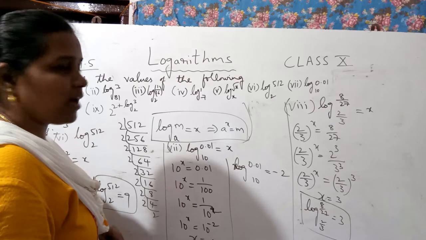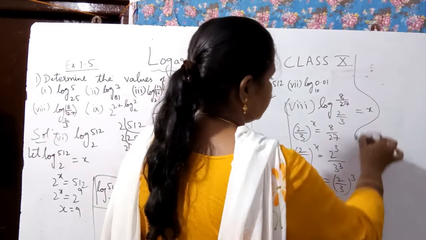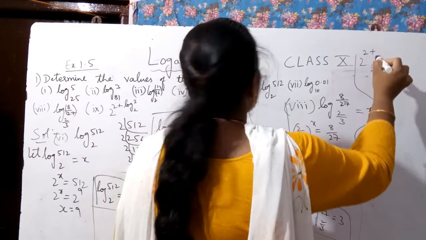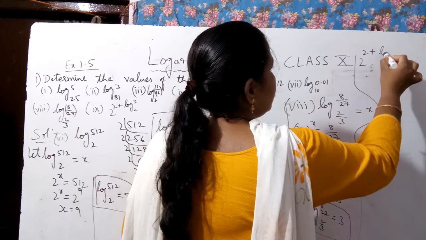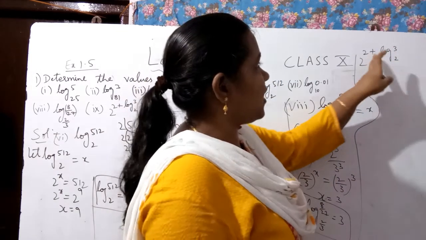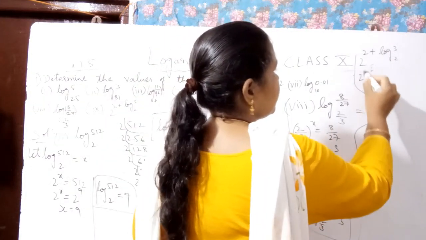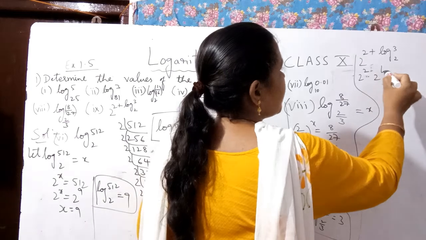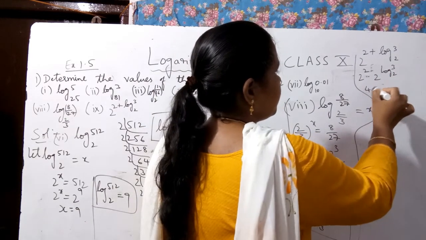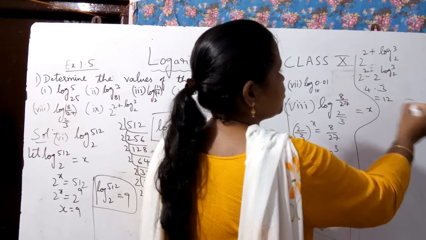Now you have the last one. You have to find the value of 2 power 2 plus log 3 base 2. If you have a power m plus n, you can write a power m into a power n. So you can write it as 2 square into 2 power log 3 base 2. So 2 square is 4 and the value of this one is 3. So 4 into 3 is 12.